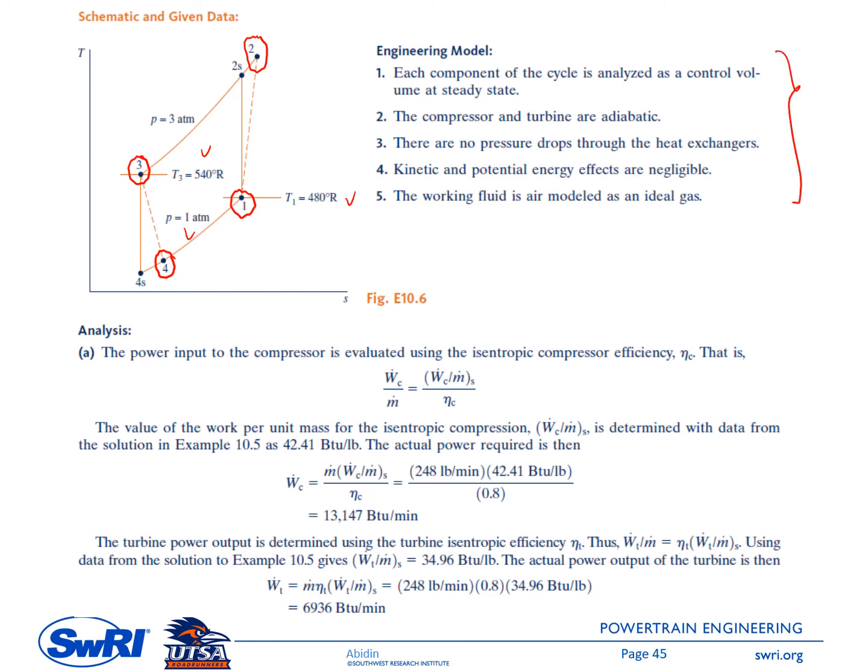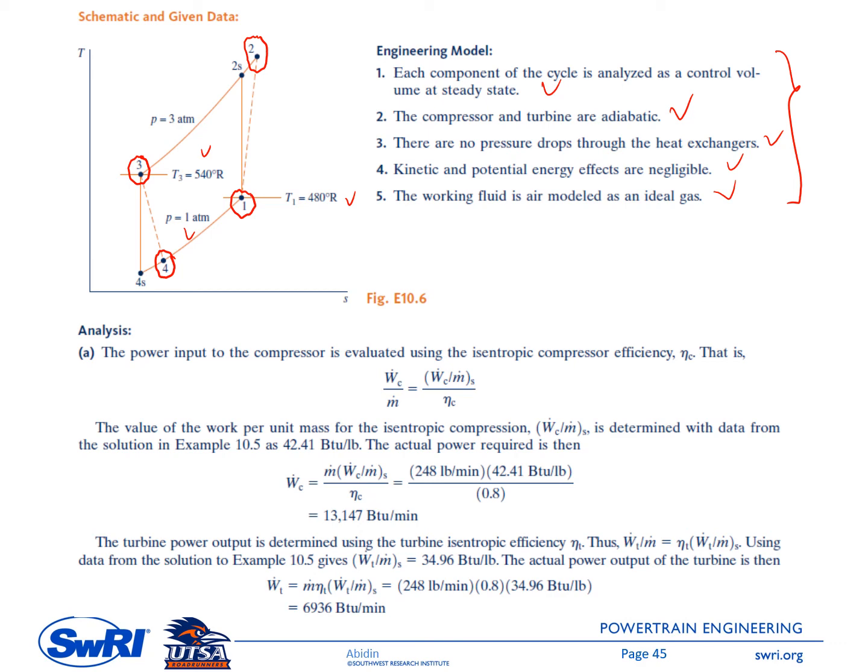And this is the engineering model. Control volume at steady state, and the compressor and turbine are adiabatic. You can see here that the compressor and turbine are still adiabatic, but they do have internal irreversibility. The next one is that there is no pressure drop through the heat exchangers. Then we can ignore the effect of kinetic and potential energy. The last assumption here is that the working fluid is air and it can be modeled as an ideal gas.